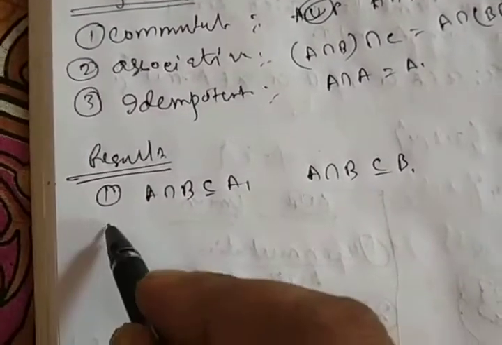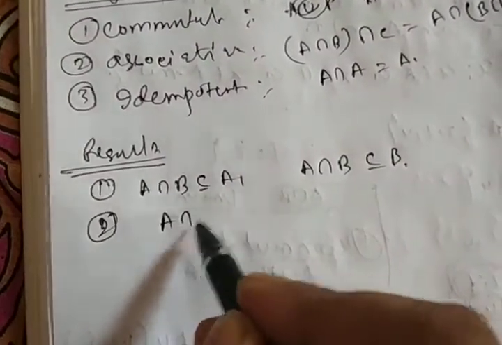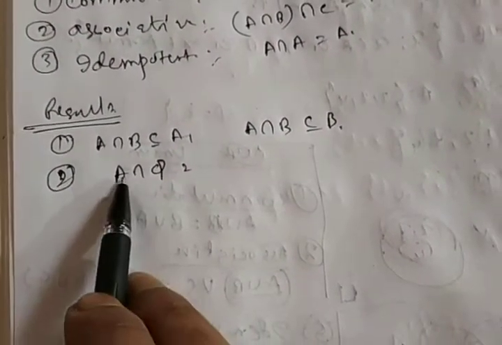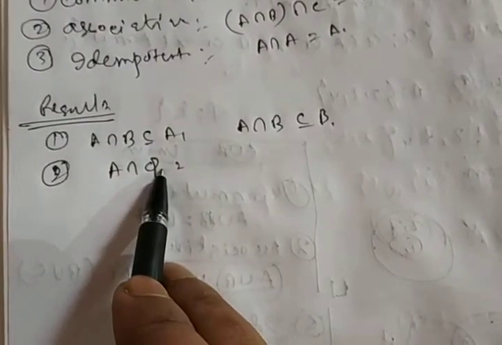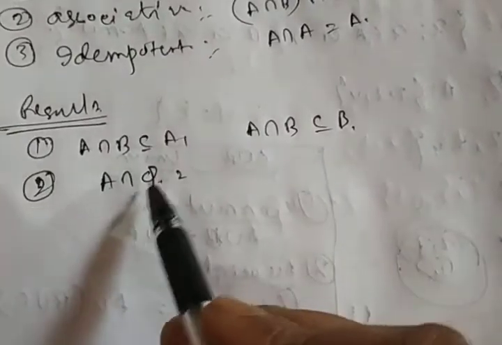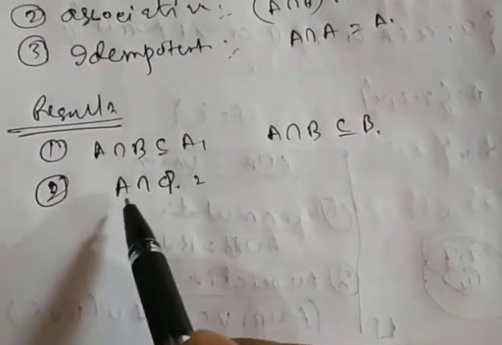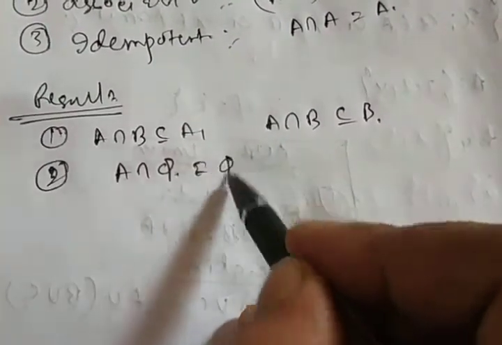Second, A intersection phi. A intersection phi means the common elements of A and phi. As phi is a null set and contains no element, there will be no common element between A and phi, so this will be phi also.